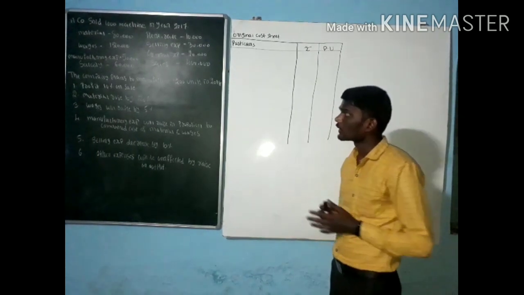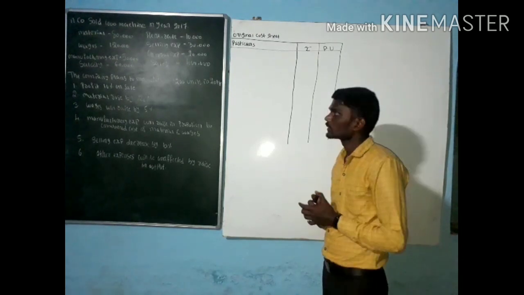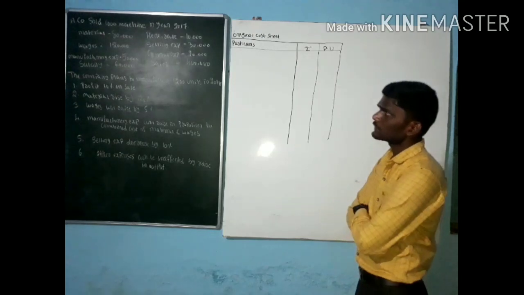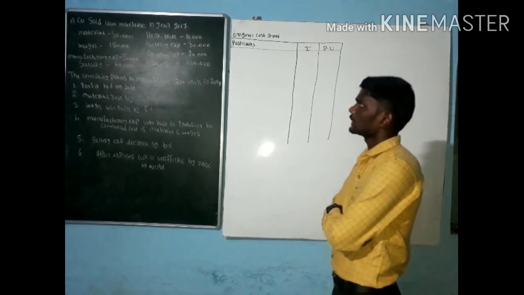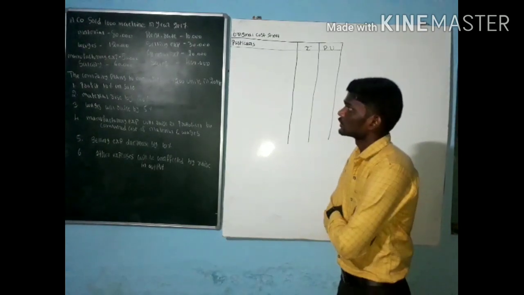Now we are going for the next video. This is the 2018 question paper, Bangalore University. See the question. A company sold 1000 machines in the year 2017. That is, they sold 1000 machines.